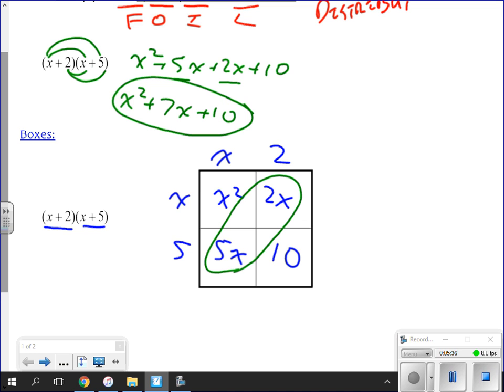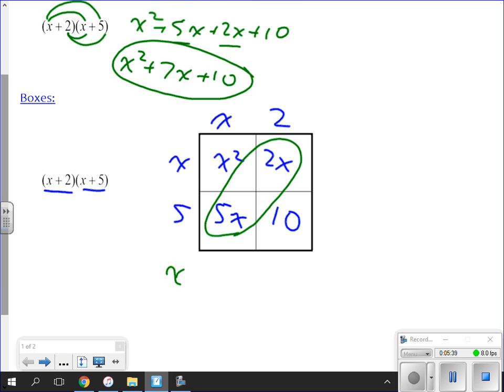So when I put this out and finish it up, I have x squared. 5x plus 2x gives me 7x. And then I have plus 10. Two ways of doing the same thing. Some students prefer one way, some students prefer the other. As long as you're getting the correct answer, I don't care which way you choose. Like I said, I've had both. I had a lot of students last year that liked the box and used it for almost everything. I had a handful of students that liked FOIL. Usually more kids like this than that. I don't really care. Okay?